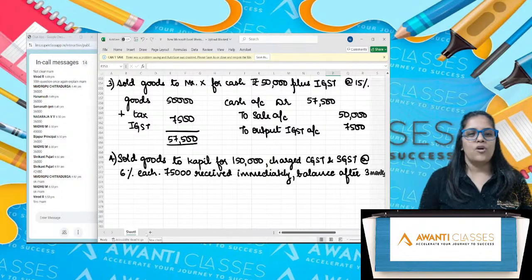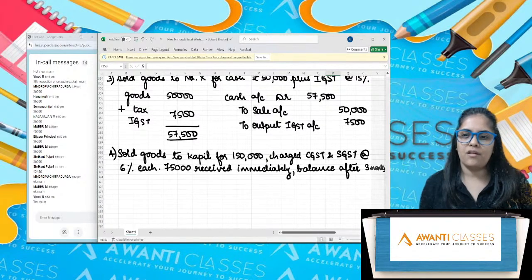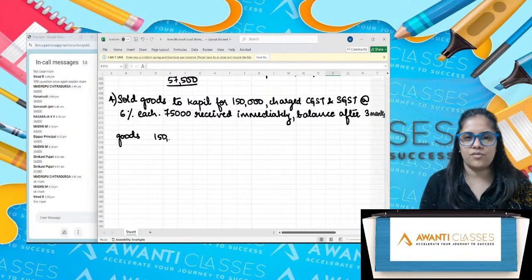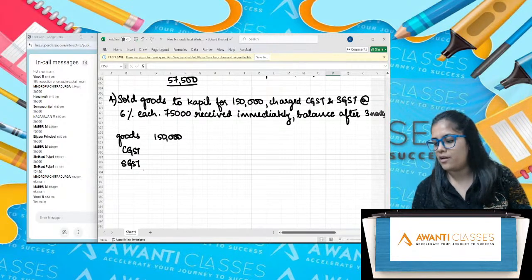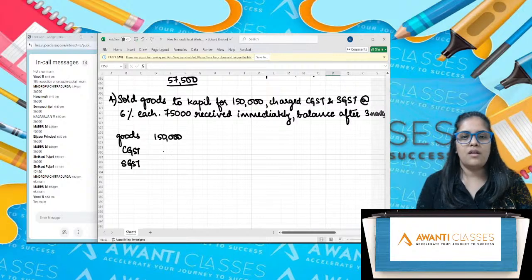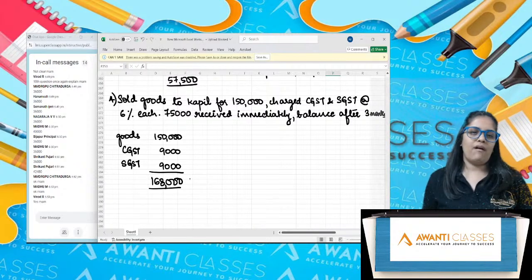Now, sold goods to Kapil for 1,50,000. So we have made the sale. For goods I have to collect 1,50,000. Charge CGST at 6% and SGST at 6%. So 1,50,000 into 6% is 9,000 and 9,000. So this comes to 1,68,000. Correct?